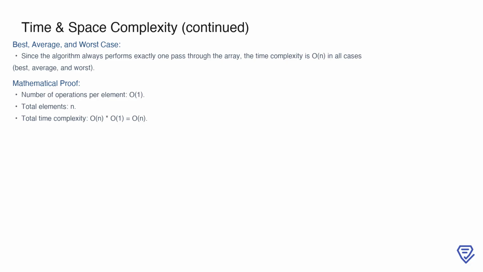In all these cases, the time complexity remains O(n). This is because the algorithm always performs one complete pass through the array, regardless of the distribution of elements. Mathematically, we can see this by examining the operations on each element. Each is processed in constant time, and since there are n elements in the array, the total number of operations is proportional to n. That gives us O(n) as the overall complexity. This uniformity across all scenarios highlights the efficiency of the algorithm.